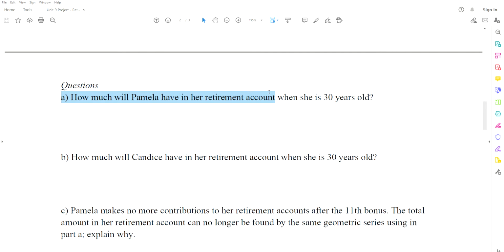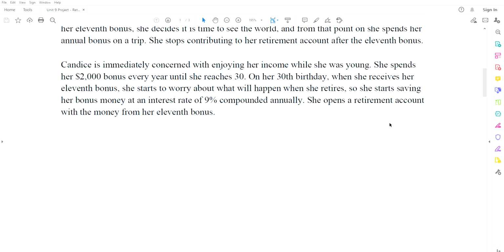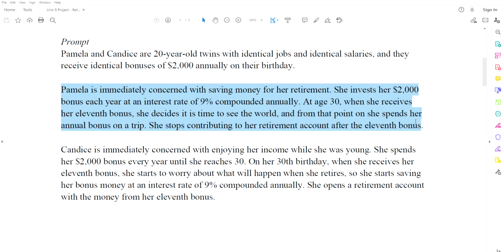A. How much will Pamela have in her retirement account when she is 30 years old? So all that information that you need is up here. Pamela gets her $2,000 a year bonus and she deposits it into her retirement account at 9% every year. At age 30, after her 11th bonus, she decides, well, I've saved a lot, I'm just going to go travel the world. So she has $2,000 a year, 9% annually, and she has 11 checks. That's a geometric series, and you have a geometric series formula. I suggest you use it.